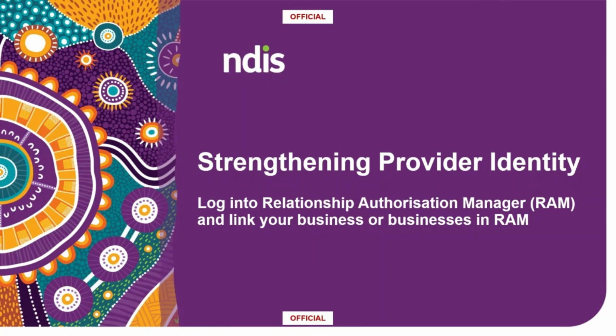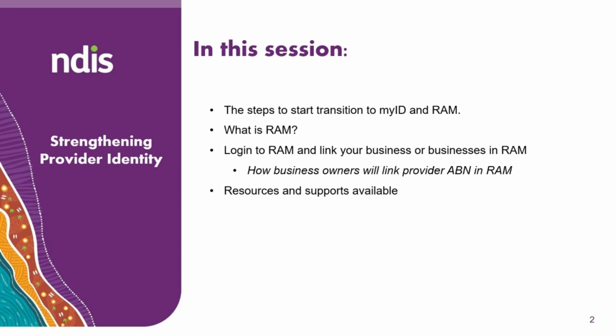Logging into Relationship Authorization Manager, or RAM, and linking your business or businesses in RAM is the second of the 4 steps to strengthening provider identity. In this session, I will go through the steps to start transition to myID and RAM: what is RAM, logging into RAM and linking your business or businesses in RAM, as well as provide a list of resources and supports available to help you through this process.